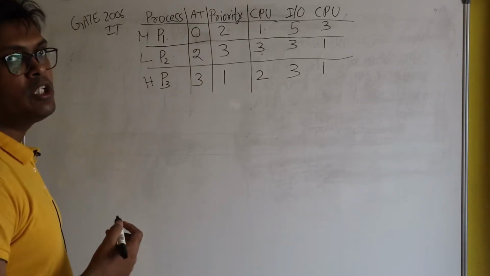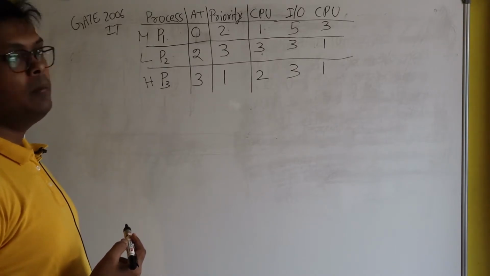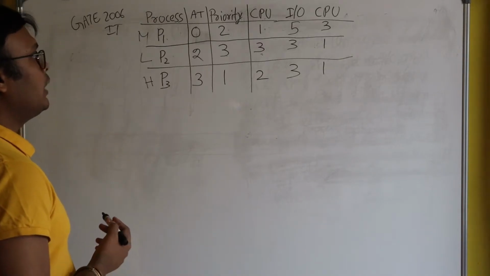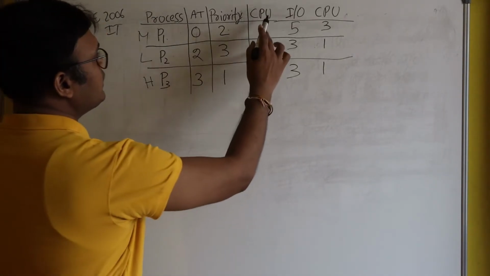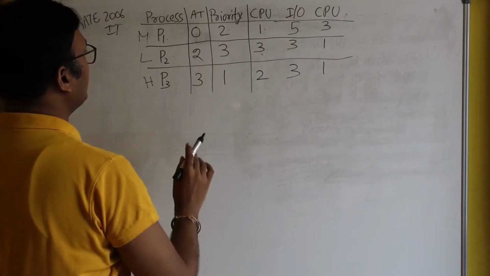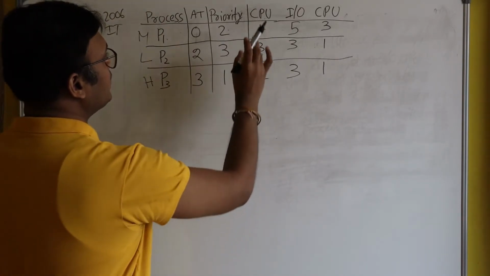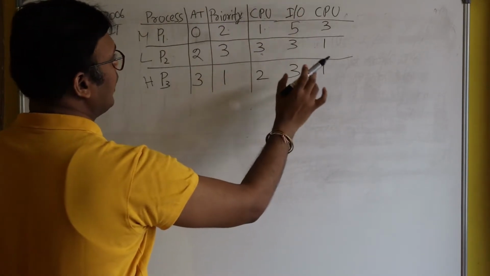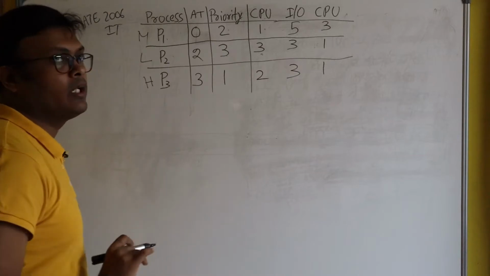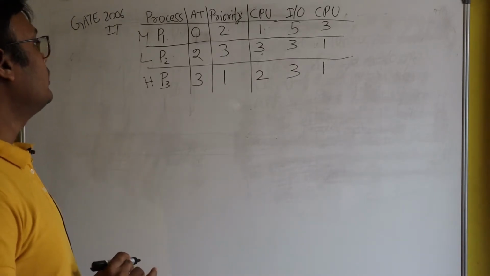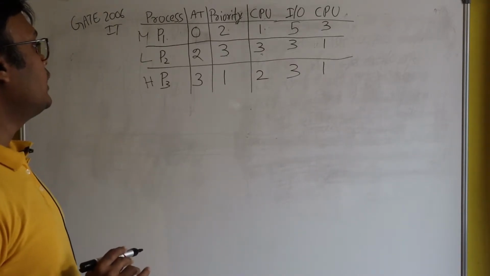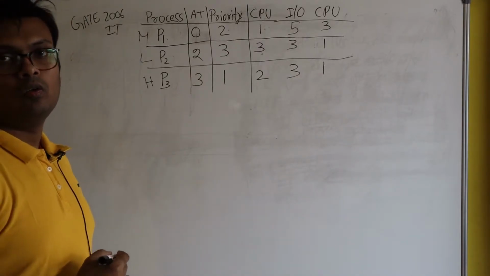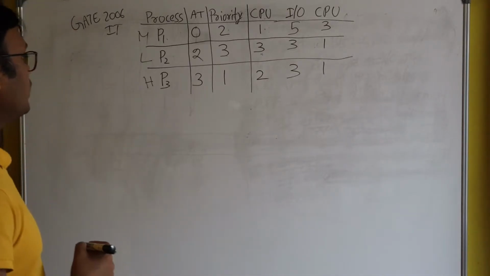So this is the question based on priority preemptive scheduling, preemptive priority scheduling. And you see here I have written CPU, IO and CPU. It means what? Each of these processes will execute first CPU, after that will execute IO, after that at the end will execute CPU again. Fine. And in the question they have asked to find out the completion time of all these processes. Okay. So let's draw the Gantt chart.